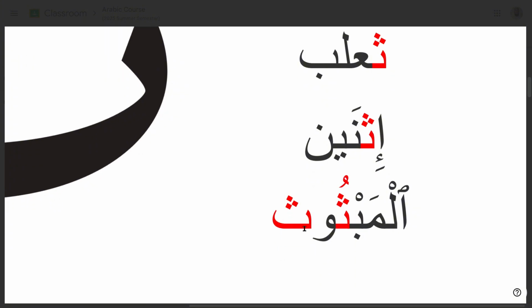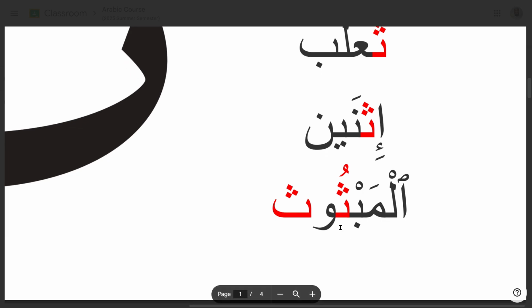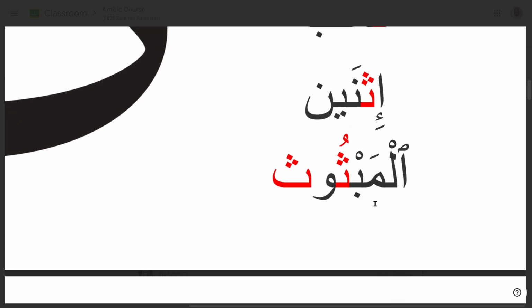And the last example, we have the letter tha in its middle form with a dhamma, with a u sound, and the tha with sukoon because there's nothing above or under it, so a th at the end. This is pronounced as al-mabathuth. Al-mabathuth. And for many pronouncing, a th is difficult. Thuth. It almost sounds like tooth. There's a th in there as well.